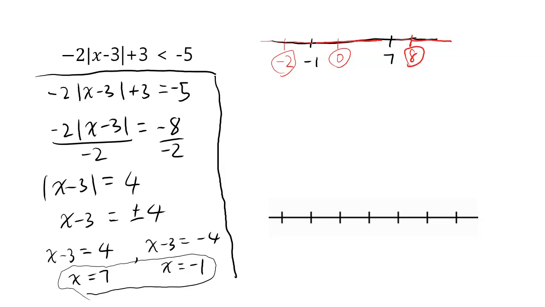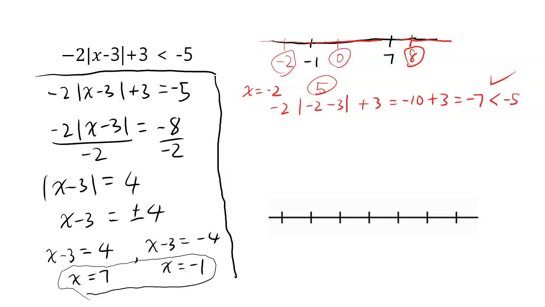Okay, so let's start with x equals -2. If you plug that in, -2 times the absolute value of -2 minus 3, plus 3. Let's see, this is -5, but the absolute value of -5 is +5, and -2 times 5 is -10, plus 3, and that's equal to -7. Is this less than -5? Yes, this is correct. -7 is indeed less than -5, so that's a good one.